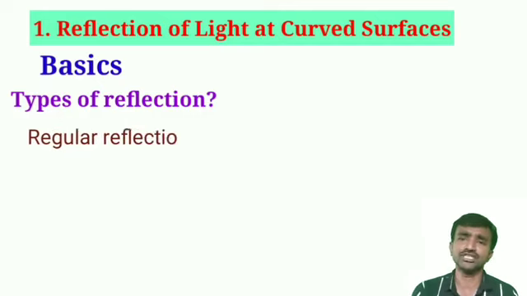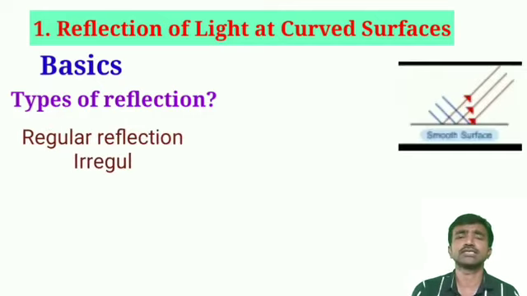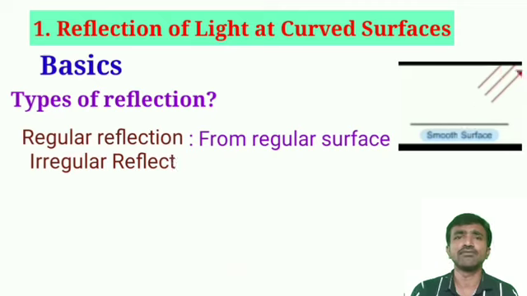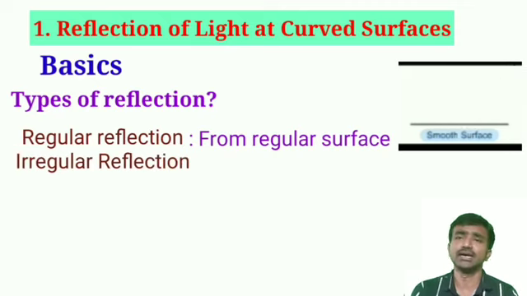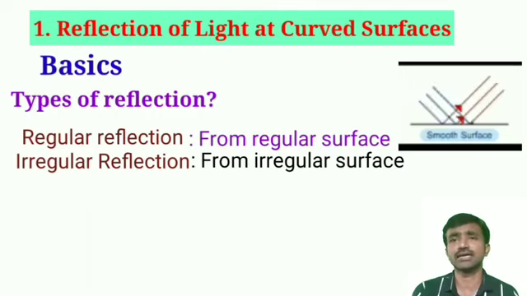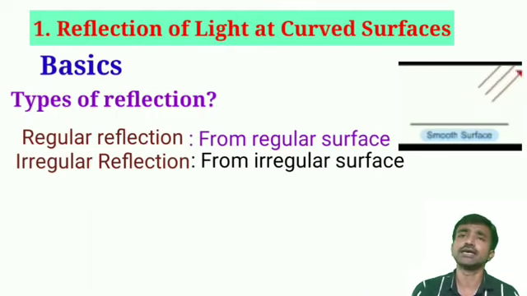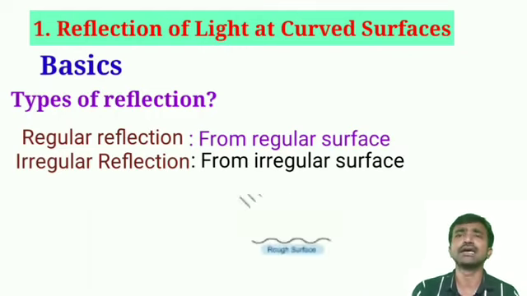Here the reflection which takes place from the regular surfaces is said to be regular reflection. If the reflection is taking place from the irregular surfaces, that type of reflection is said to be irregular reflection. Here what is the difference? In regular reflection, what happens to the light rays focused?